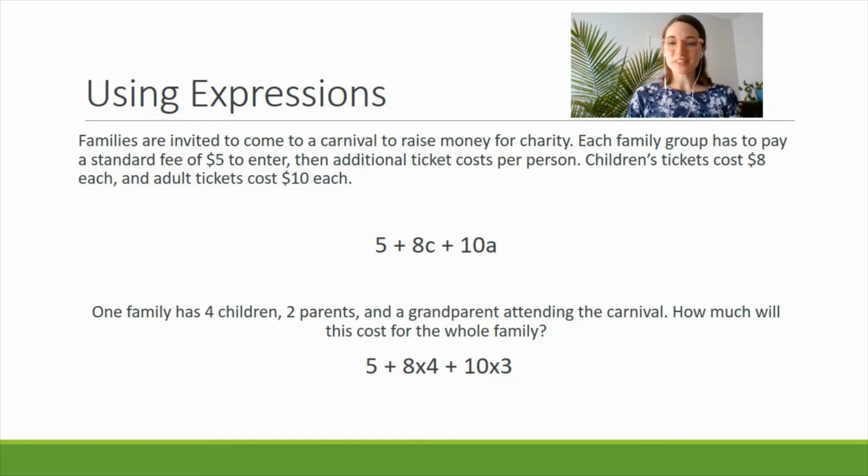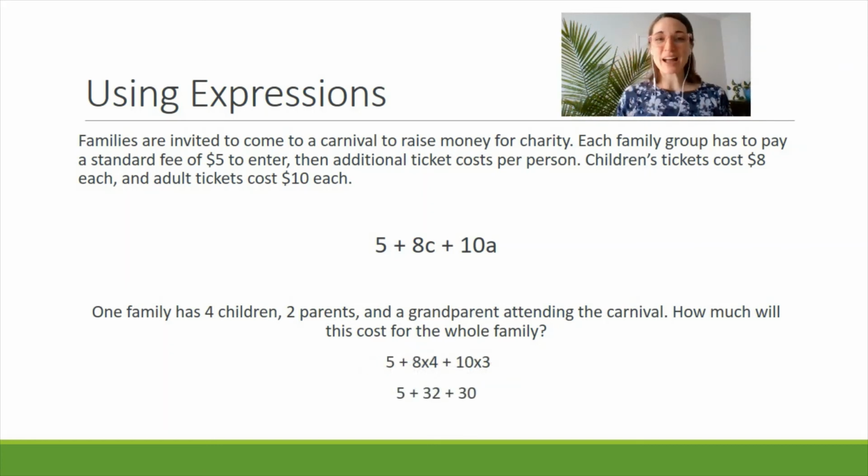So to solve this, 5 is staying right where it is. 5 is a constant and it does not change. Then we have 8c. 8 is a constant, but the c is a variable and it will change to the number of children, which is 4. Then we have 10a, and we replace the a with a 3 because there are 2 parents and a grandparent, making 3 total adults. Now we have replaced all the variables and we can solve using the numbers.